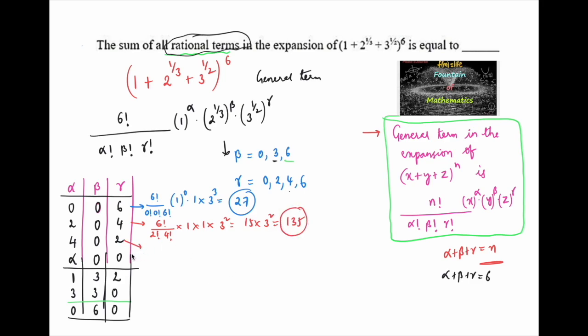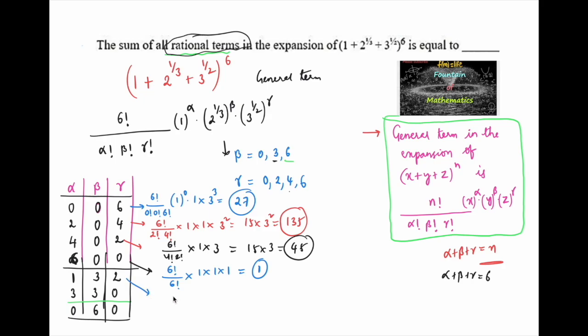And similarly the next one, so this is 6. So the next term is 6 factorial upon 4 factorial, 2 factorial, into again 1, and gamma is 2, so we can add 3. So again this is 15 into 3, 45. So 45 is another term. And coming to the next one, 6 factorial upon 6 factorial, and again here 1 into 1, and 3 power 1 by 2 whole power 0 gives 1. So we can say this is 1. So another term is only 1.